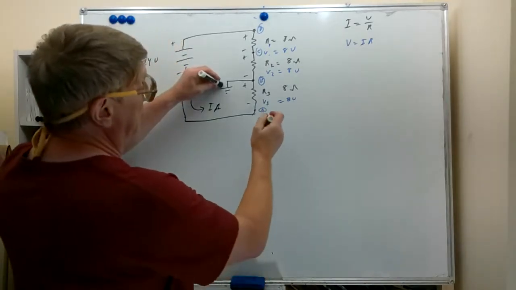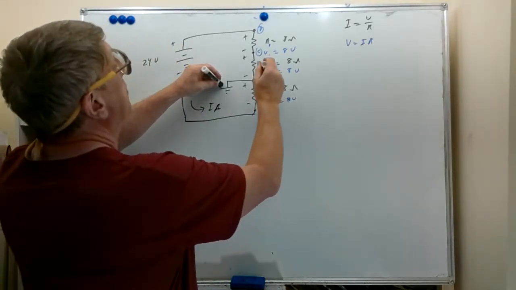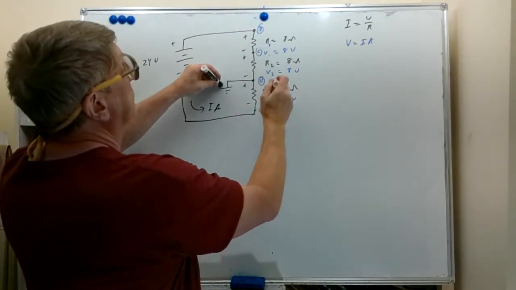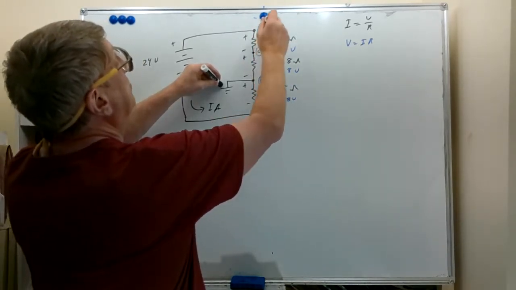We reference them here. This one went negative 8 volts. Here we went positive 8 volts. Here we went another positive 8 volts. So we get negative 8, 0, positive 8, positive 16.